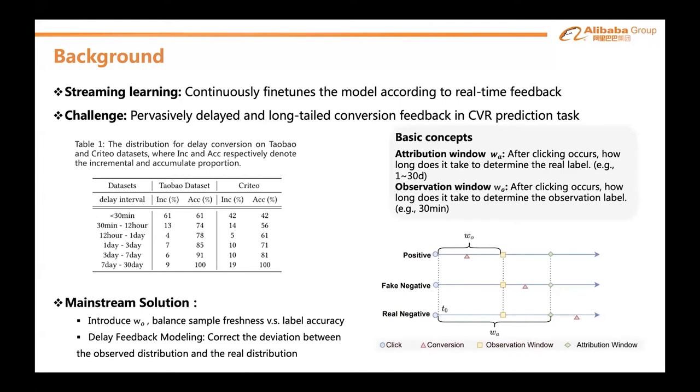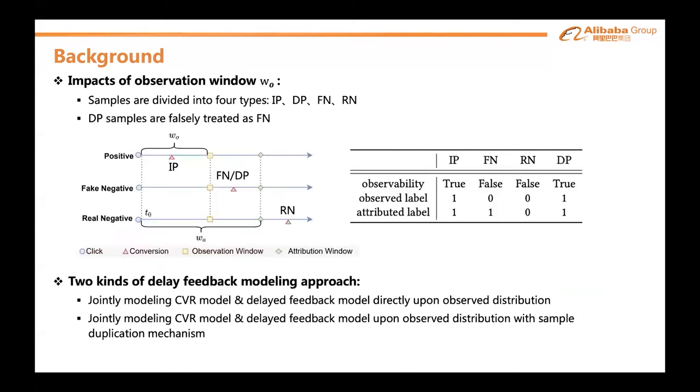as 30 minutes, as the newly introduced WO causes the observed distribution to be biased from the real distribution. Many approaches are proposed to correct such a deviation. In general, the introduction of WO increased the complexity of prediction tasks. As shown in this figure, different from the traditional CVR model only considering positive and negative samples, samples can be divided into four categories in delayed feedback modeling.